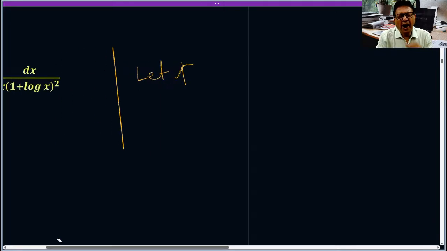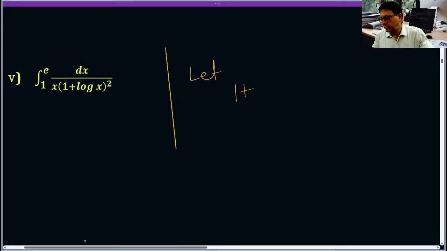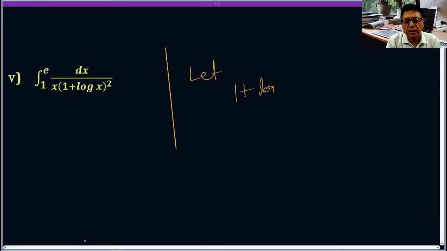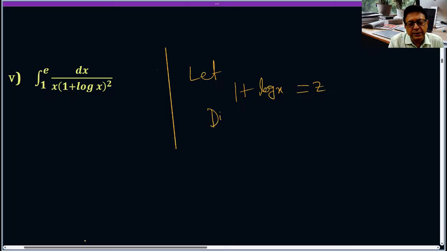Let 1 plus log x equal to z. Let 1 plus log x equal to z. So differentiating.